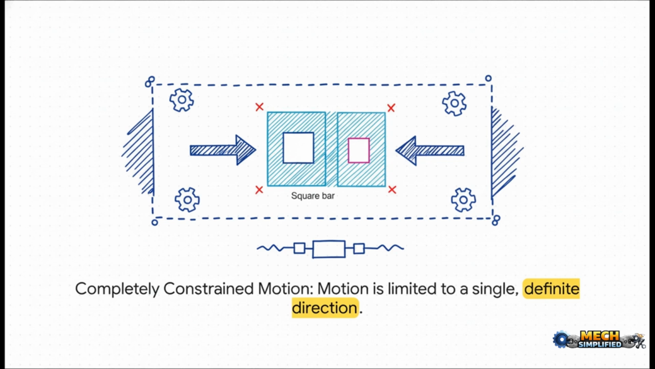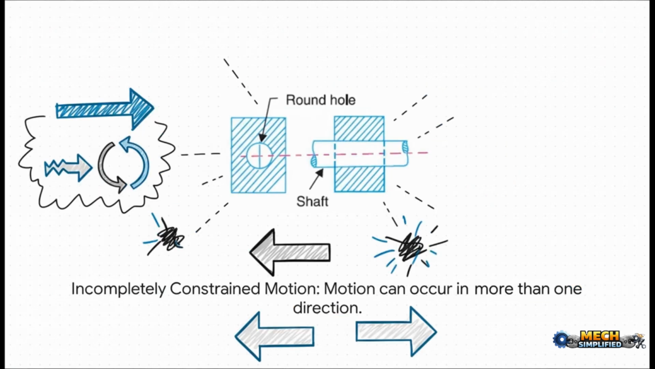No matter how you push or pull on that bar, it can only do one thing. Slide back and forth. It can't twist, it can't wobble. Its motion is 100% predictable, just because of its shape. But what about this? A round shaft in a round hole.